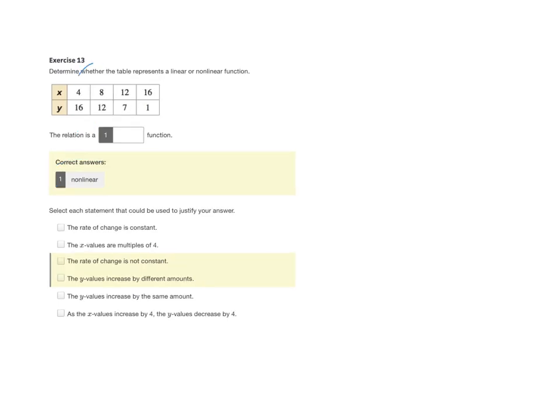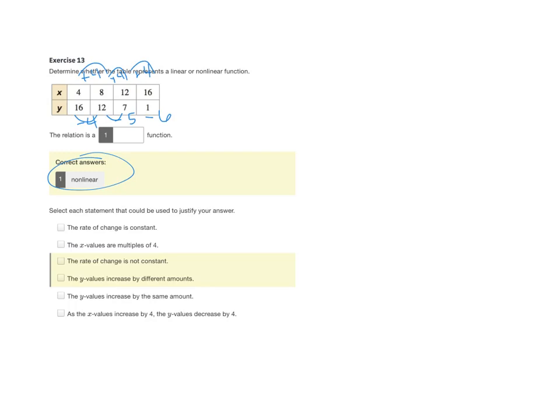Question number 13. We've got +4, +4, +4. And down here we've got -4, 12 to 7, that's -5. 7 to 1 is -6. So that's nonlinear. The rate of change is constant. It's not. The x values are multiples of 4. I guess they are, but remember that we need to have constant change. So not just any multiples of 4. It's got to be constant, like +4, +4, +4.